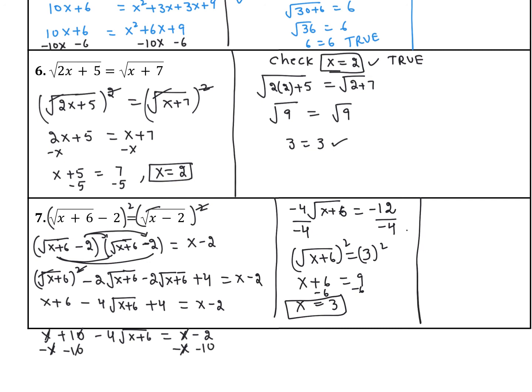Next is going to be the checking part. x equals 3, plug it into the given equation and see if the two sides are equal. So you got here square root of 9 minus 2 equals square root of 3 minus 2, which is square root of 7 equals 1, and 1 equals 1, which is true. It means x equals 3 is your solution.